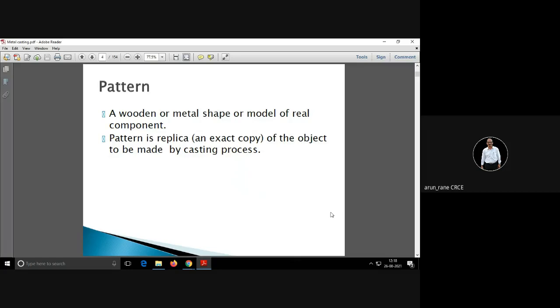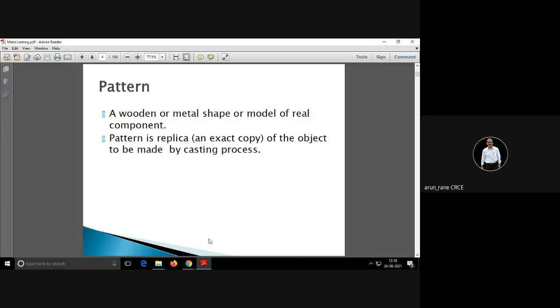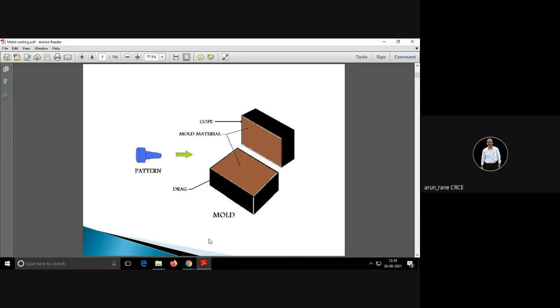So before casting, now you know what is casting. Before casting, we have to make a pattern. So pattern is nothing but a replica of the object, as I told you. That is, whatever the object is, the pattern will have the same shape. Only the size will differ. Okay.